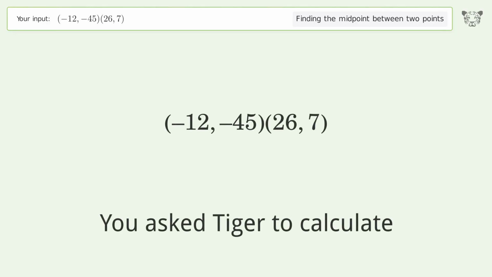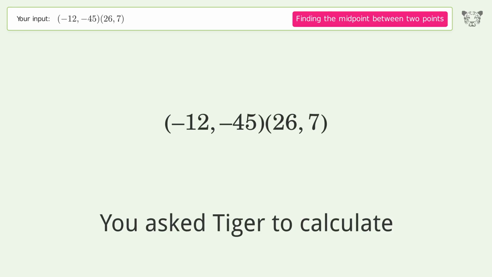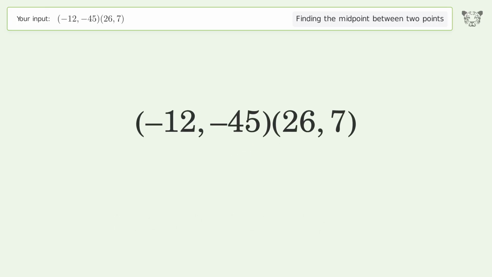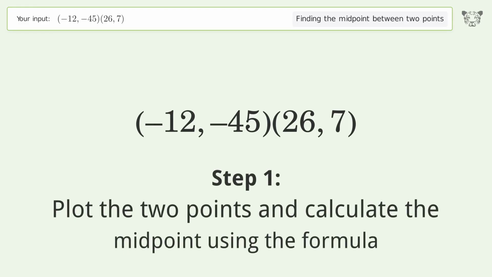You ask Tiger to calculate. This deals with finding the midpoint between 2 points. The midpoint between the 2 points is 7, -19. Let's solve it step by step. Plot the 2 points and calculate the midpoint using the formula.